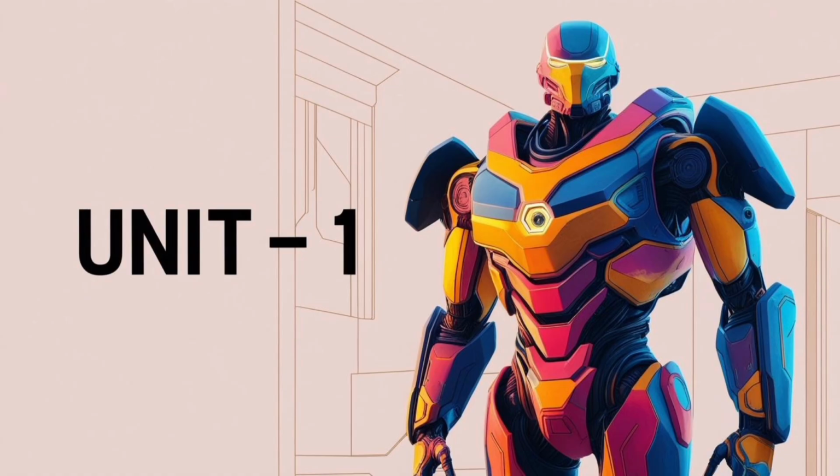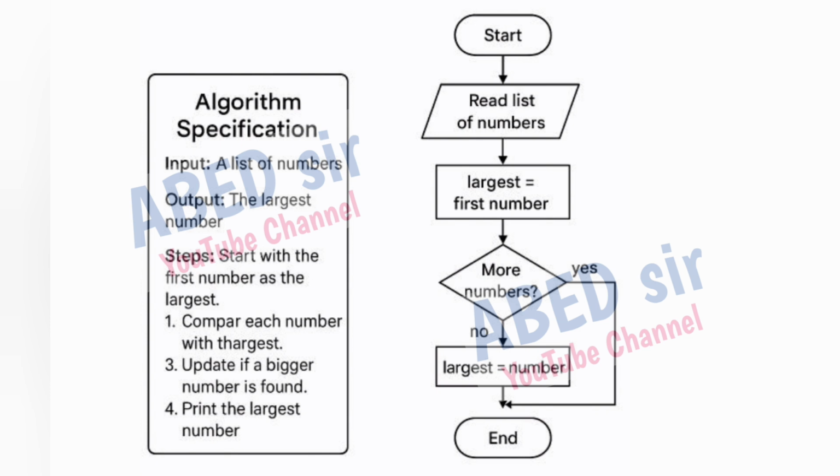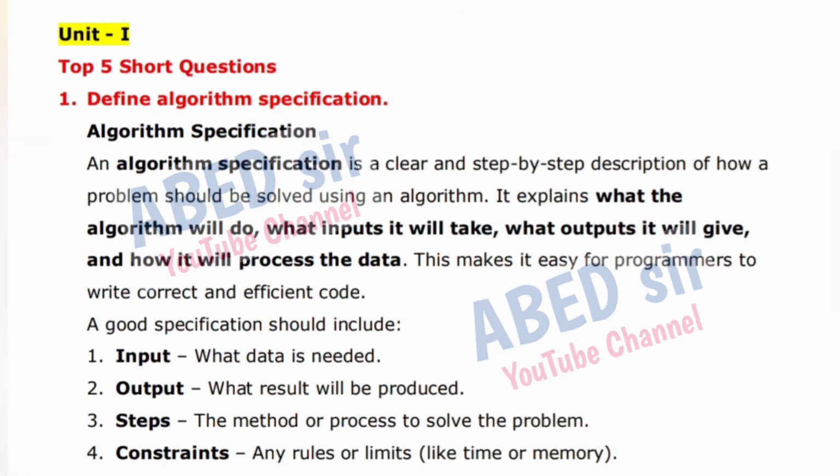Unit 1, first important short question is: define algorithm specification. An algorithm specification is a clear and step-by-step description of how a problem should be solved using an algorithm. It explains what the algorithm will do, what inputs it will take, what outputs it will give, and how it will process the data. This makes it easy for programmers to write correct and efficient code.